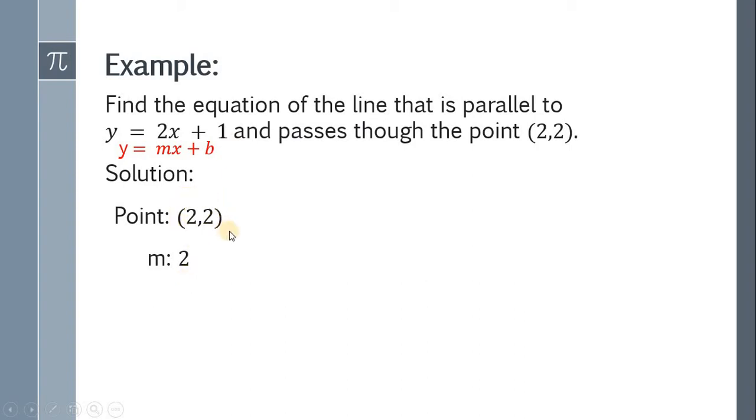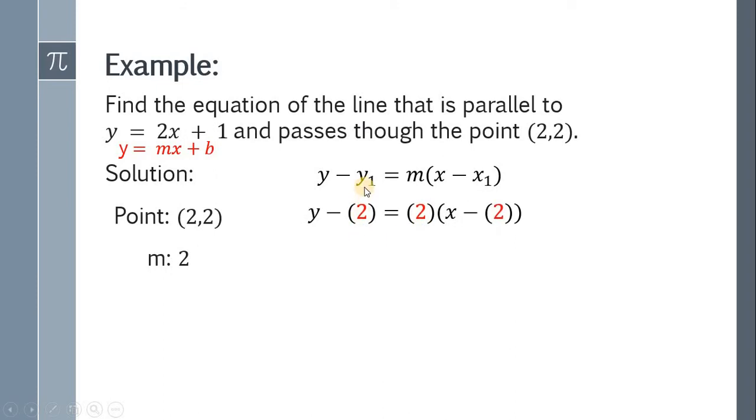Okay, so we are now ready to make an equation of a line. So we will use point-slope form. y minus y1 equals the slope times x minus x sub 1. Substitute all the given values. We have y sub 1, ito yung 2. x sub 1, ito yung 2. Yung m, 2 rin. So lahat ay 2.